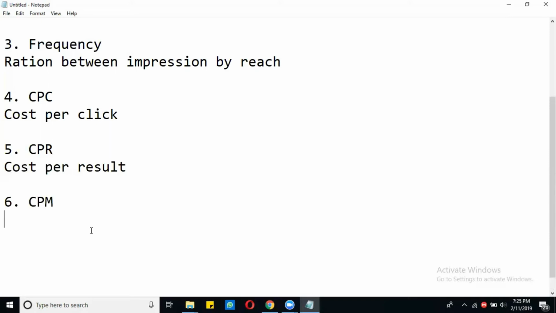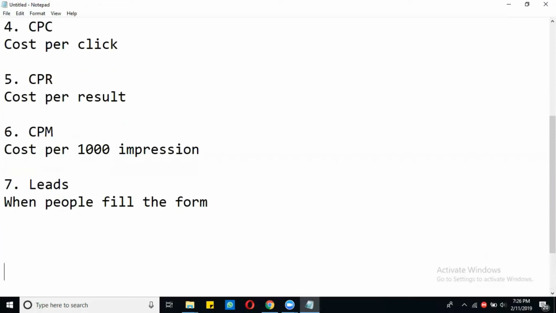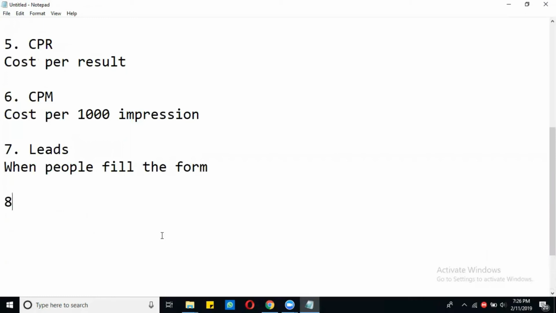Next is the CPM. CPM is the cost per 1000 impressions. After we have got 1000 impressions, this cost will appear, showing how much cost we have borne for the 1000 impressions. Next one is leads. A lead is something like when people fill the form, whether that form is on our website or we have created a Facebook lead generation form. When people fill that form, we can simply say that a lead is created.